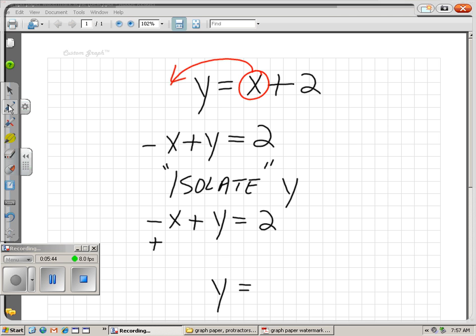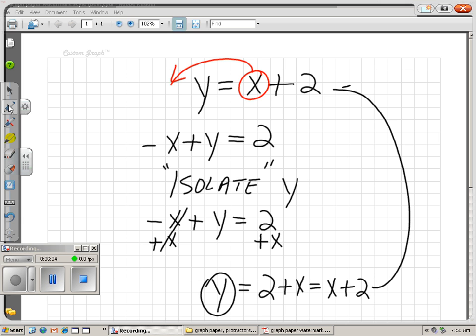Well, I have to make this x disappear. How do you make minus x disappear? You add x. So I add x to both sides. My x goes away on the left. My y is isolated, just like I wanted. And over here I have 2 plus x, or you could write it the other way around, x plus 2. And we're right back to our original simple equation. So the first step is get the y alone, isolate the y, and then you make your table and then graph your points.